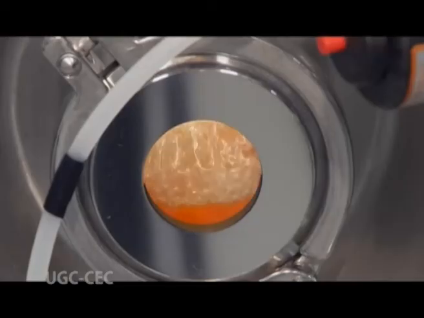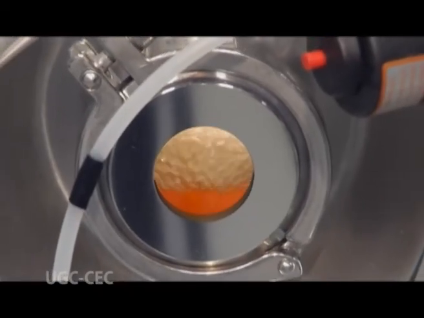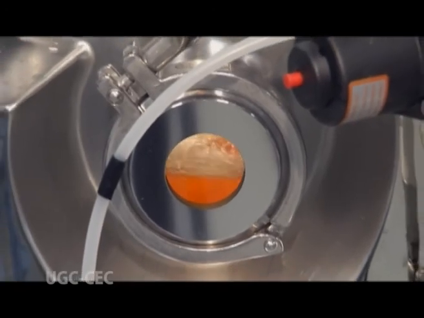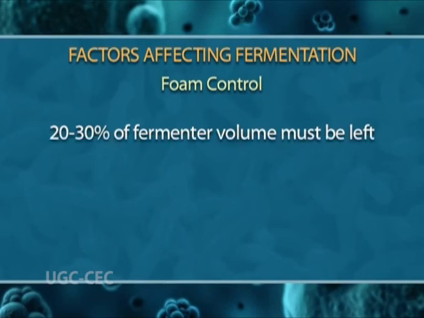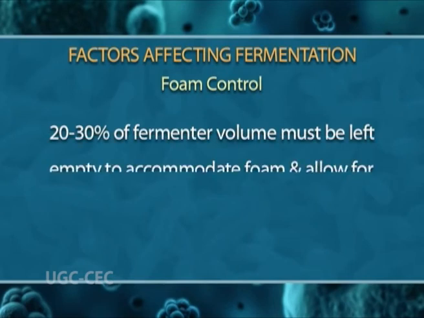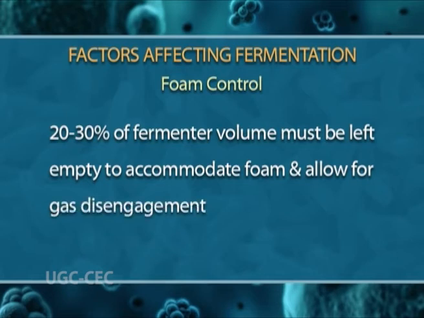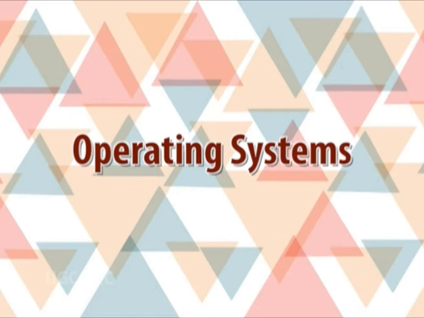The aeration and agitation of fermentation broths generates foam. Typically, 20 to 30% of the fermented volume must be left empty to accommodate the foam and allow the gas for disengagement. The type of operating system selected, whether batch, fed batch or continuous system, also affects the process of fermentation.